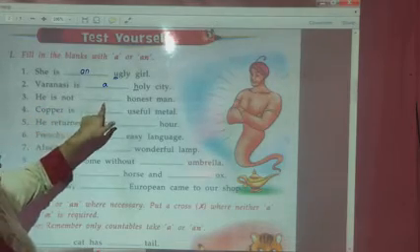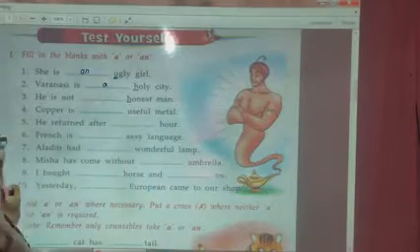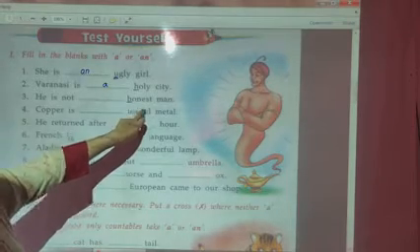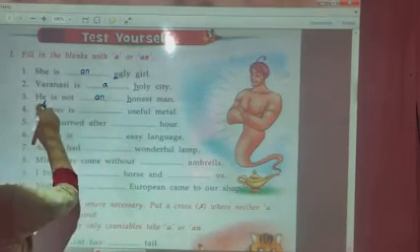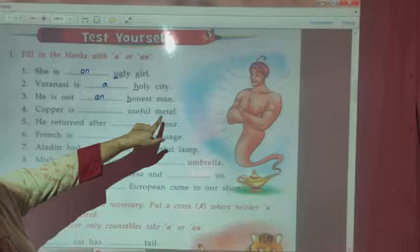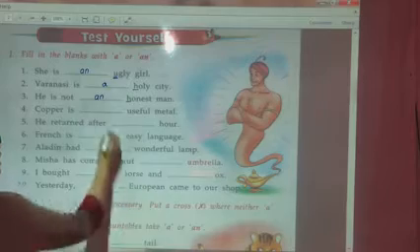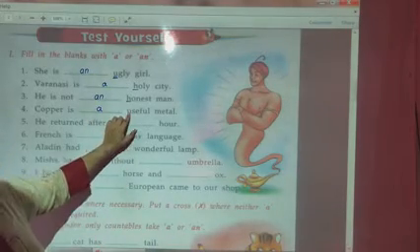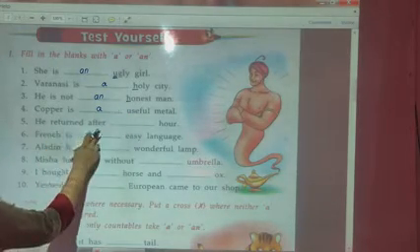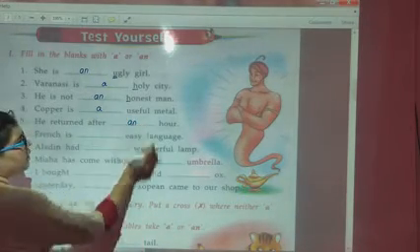He is not dash honest man. As I told you before, if it is H but it is silent, here comes the sound of O, that is honest. So we write an: he is not an honest man. Copper is dash useful metal. Now here U is there, but we can't write an. We will write a. Here the sound of Y comes: a useful metal. He went after dash hour. Okay, now here will come an: an hour.